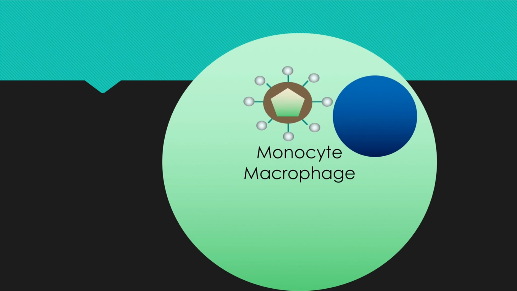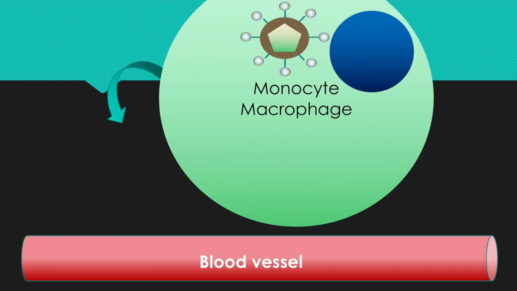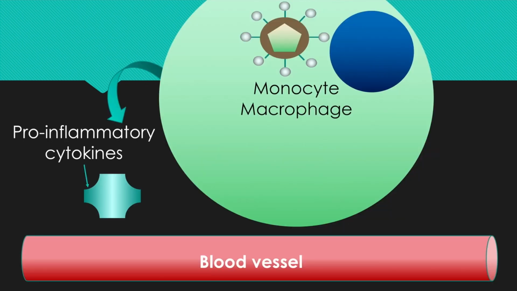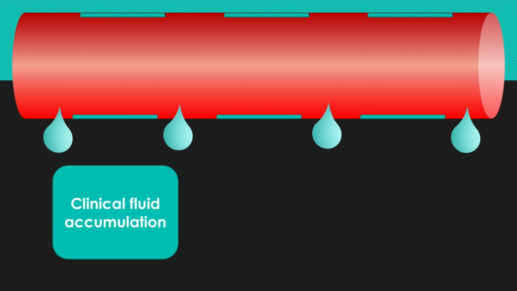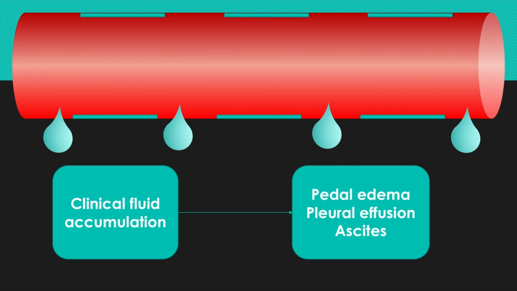At this time, there is release of pro-inflammatory cytokines which are responsible for most of the clinical features of dengue fever. This so-called cytokine storm alters the vascular permeability in the blood vessels of the infected host. This results in clinical fluid accumulation, which is responsible for symptoms such as pedal edema, pleural effusion, and ascites in dengue.